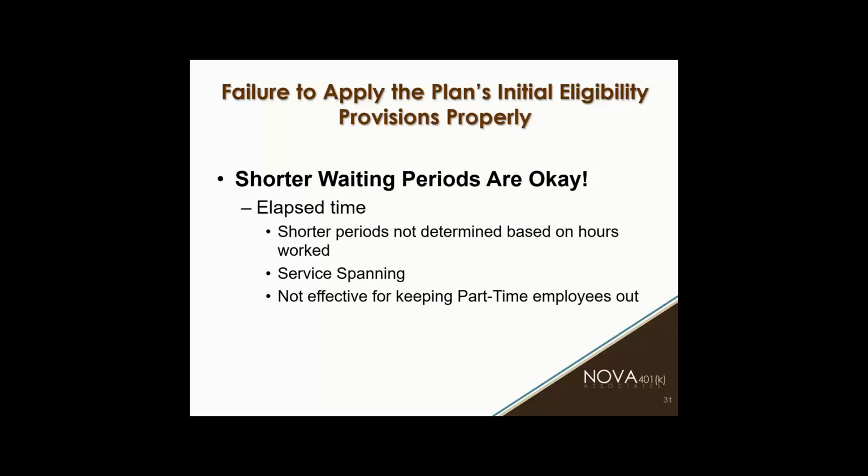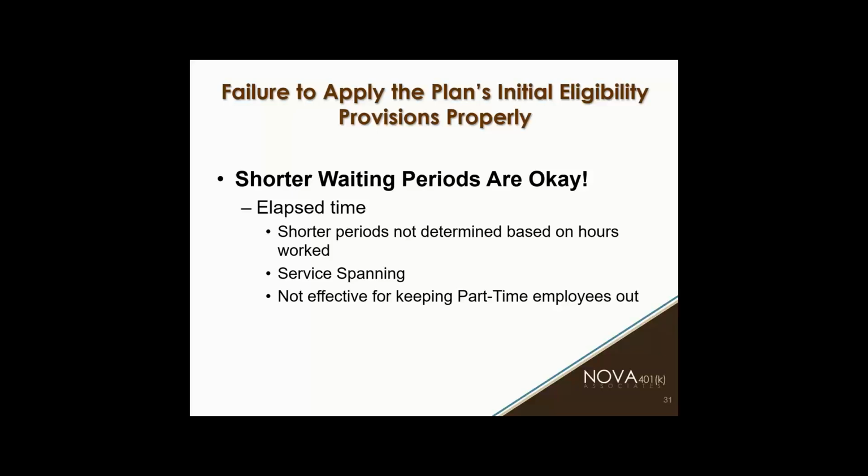Shorter periods, as I mentioned, are fine. So 1 year is the maximum. You can have everything from immediate entry to, we see 1 month, 3 months, 6 months are very popular. Those are probably the most popular shorter waiting periods.